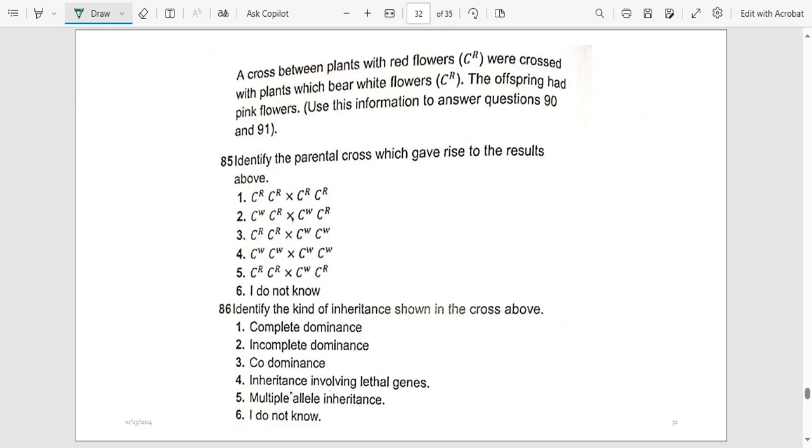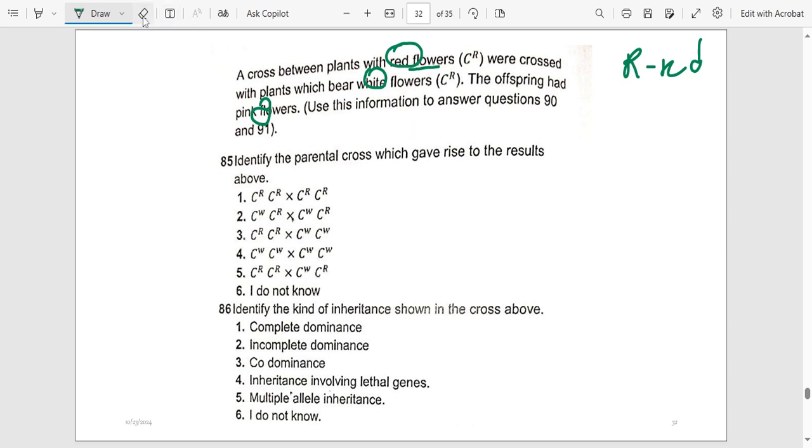Okay, this one is dihybrid. We'll answer it also. Okay, this is monohybrid. A cross between plants with red flowers were crossed. So capital R is red. Were crossed with plants which bear white flowers. Okay. The offspring are the pink flowers. Now remember, you are crossing something with red with something that is white, and then you're having pink flowers. Use the information to answer the question. Identify the parental cross which gives rise to the results.